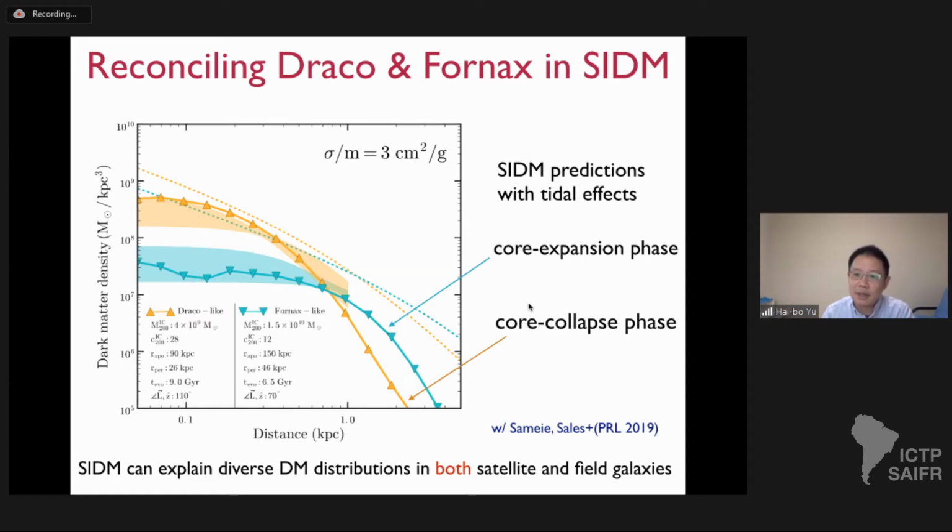What happens for Fornax is that, because self-interaction is in the core expansion phase, the combination of self-interactions and tidal stripping will bring down the central density dramatically. So even 3 centimeters squared per gram works. While for Draco, the tidal interaction will speed up a process called core collapse, and its central density increases instead of decreasing, right? So this example shows that SIDM can explain diverse dark matter distributions in both satellite and field galaxies.